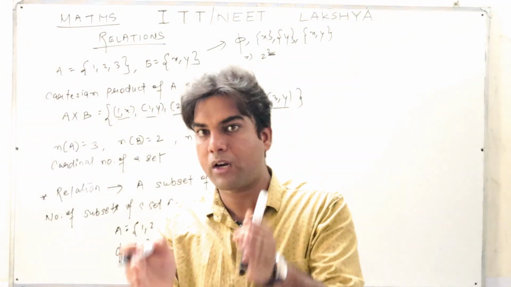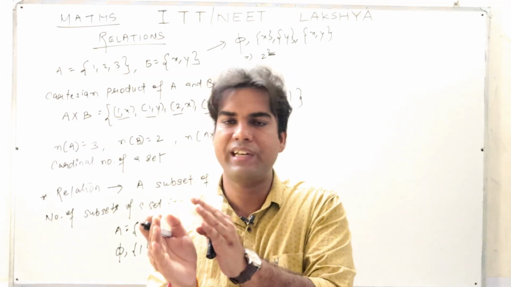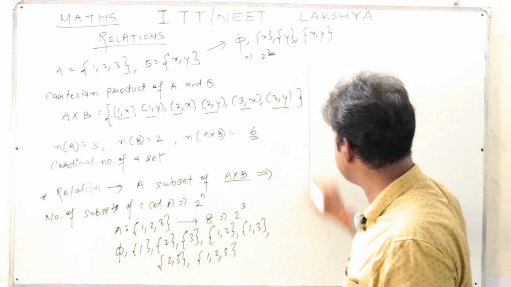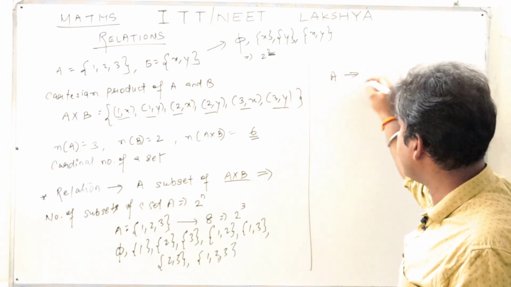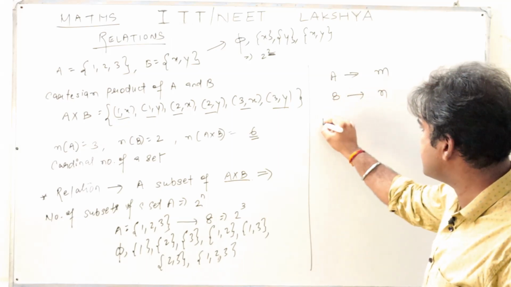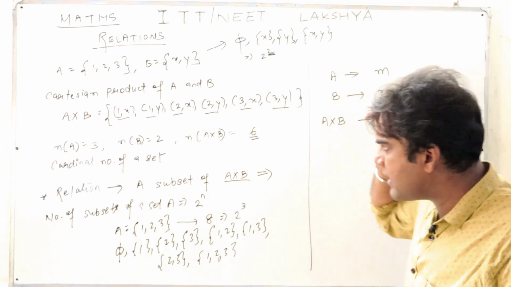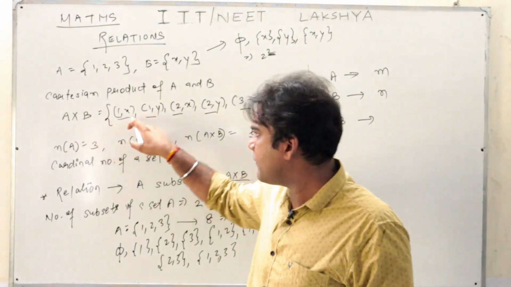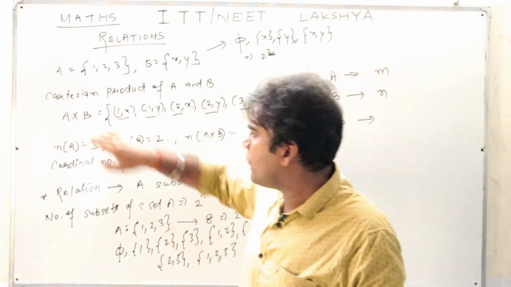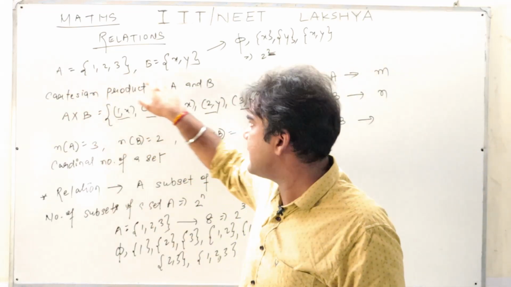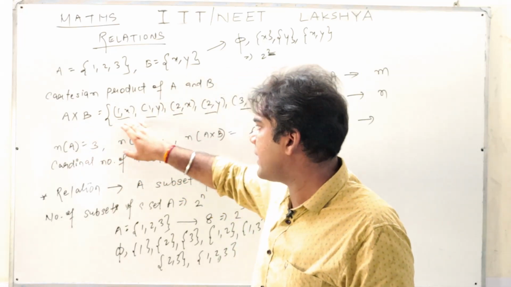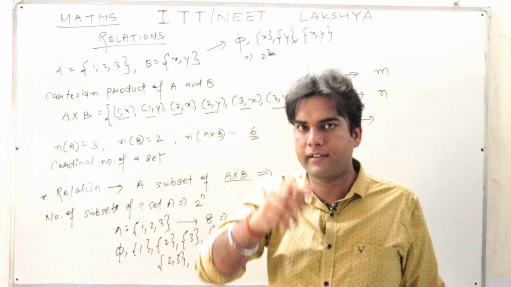It means that many relations will be there, because a relation is a subset. Now if there is a set A with m elements, and a set B with n elements, then A cross B is also a set. If you see carefully, its elements are nothing but ordered pairs. For set A and set B there are singular elements, but for the Cartesian product, the elements are ordered pairs.